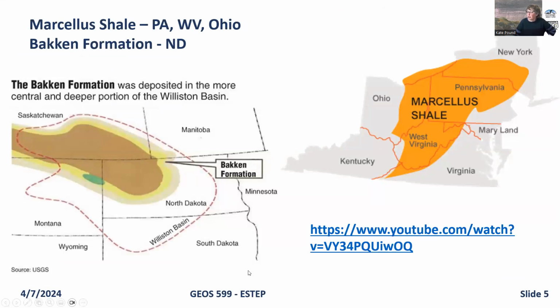So just to zoom in a little bit more, here we have the Bakken Formation in North Dakota. This dashed line shows the extent of the Williston Basin. So that's a depression on the Earth's surface that formed a sedimentary basin in which the Bakken Formation was deposited. If we go to the Marcellus Shale, you can see its broad extent from southern New York, Pennsylvania, West Virginia, and into Ohio. And we've got a link I suggest you watch here.